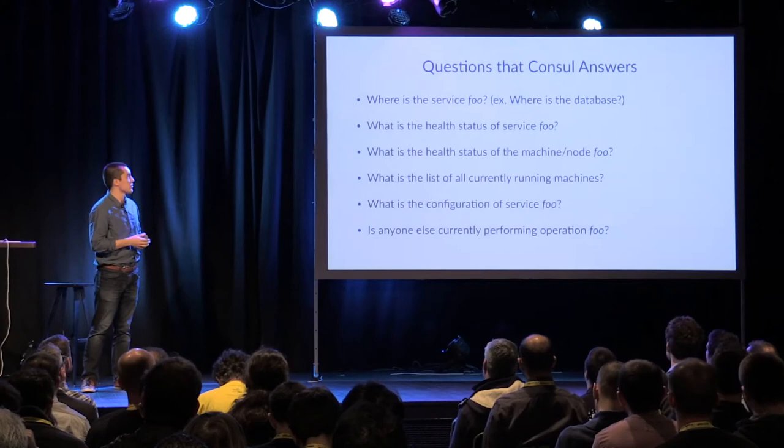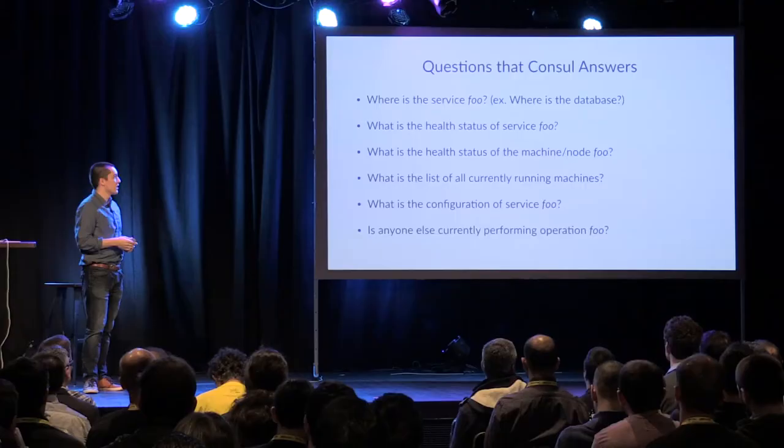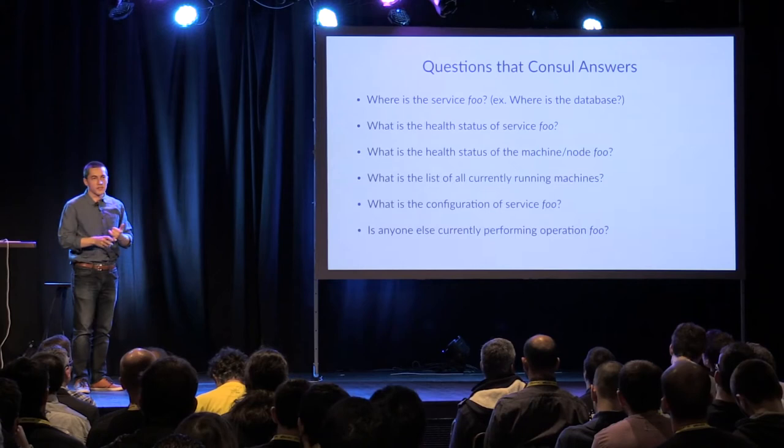You want to know where is some service foo, such as where is the database? What's the health status of foo? So, you know, don't tell me where the database is if you know it's down. Like, just tell me where the healthy database is. What's the health status of a machine, not just service? So if you're still thinking about machines, you could ask that. What's the list of all services and all machines and maybe the mapping of services to machines?